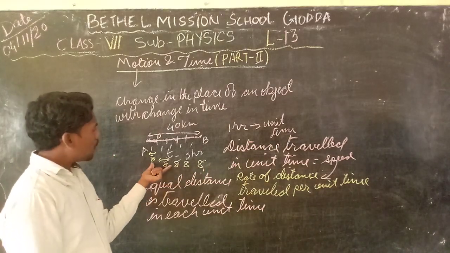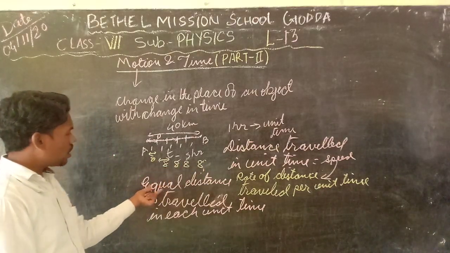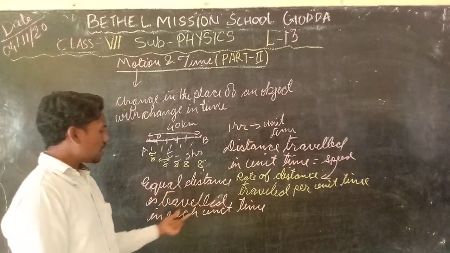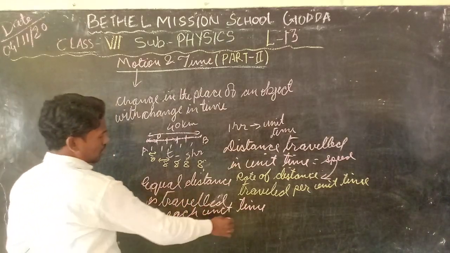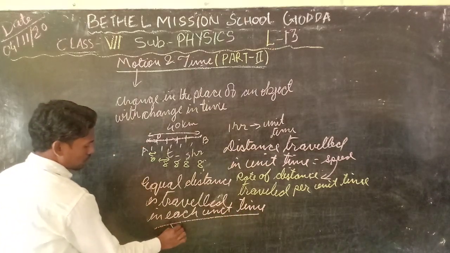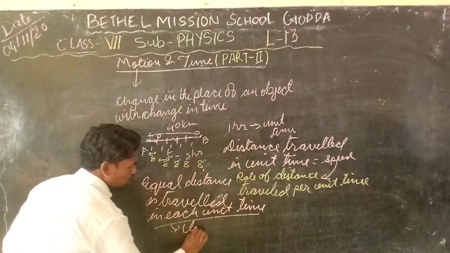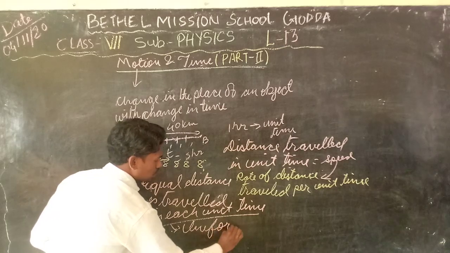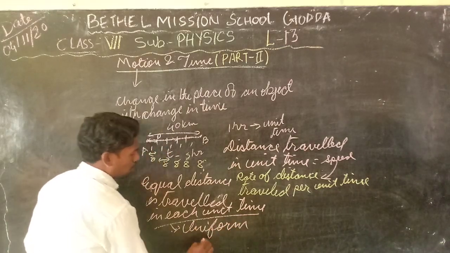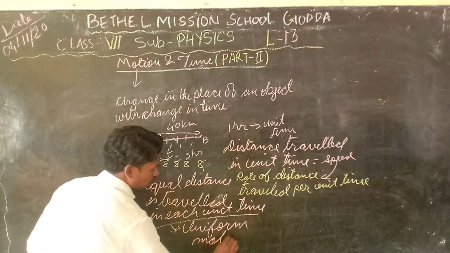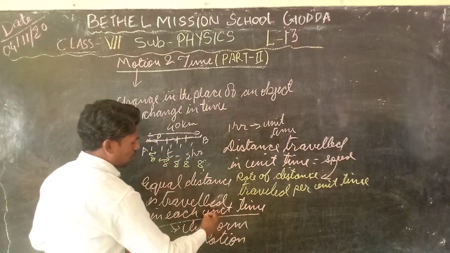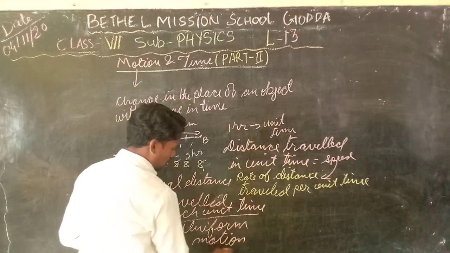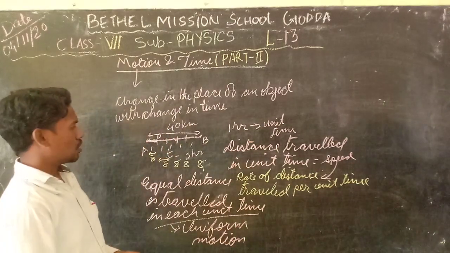This type of motion, when equal distances are traveled in each unit time, is called uniform motion. Equal distances traveled in equal intervals of time, or each unit time, is called uniform motion.